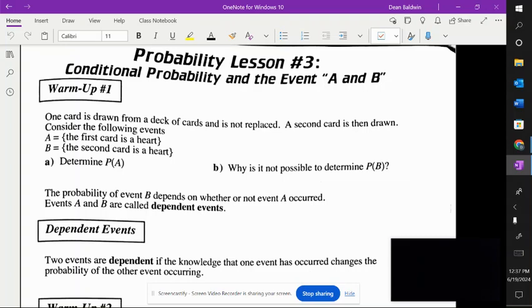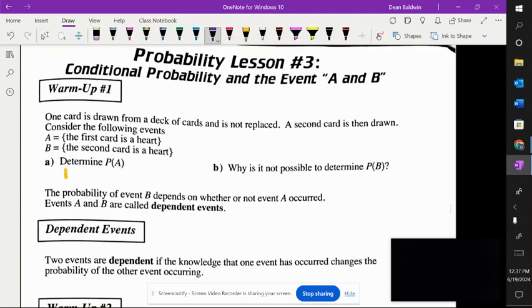What's the probability of the first card being a heart? 1 out of 4. 1 out of 4, 13 out of 52. I'm going to use 13 out of 52, so we reinforce the number of cards in the deck. But it's the same thing.